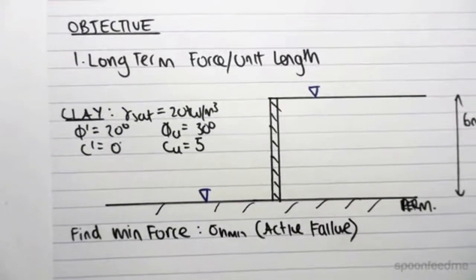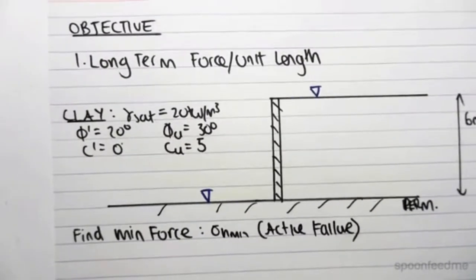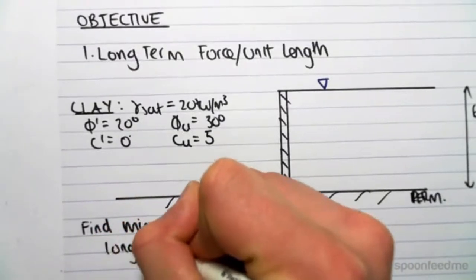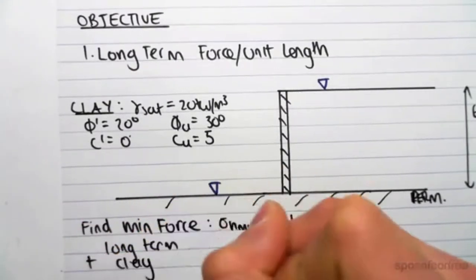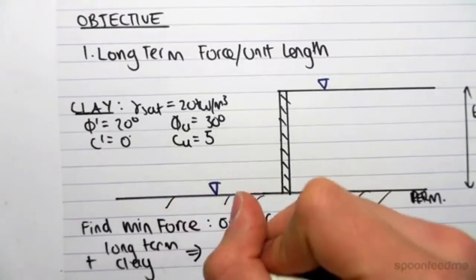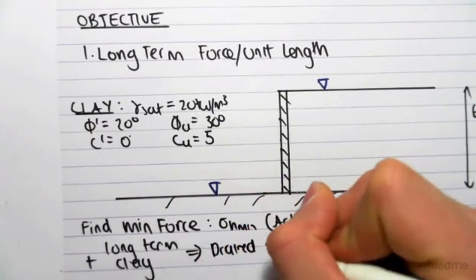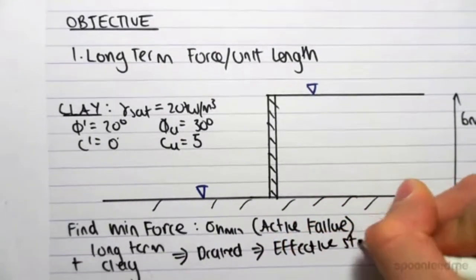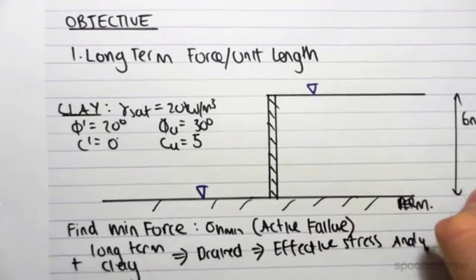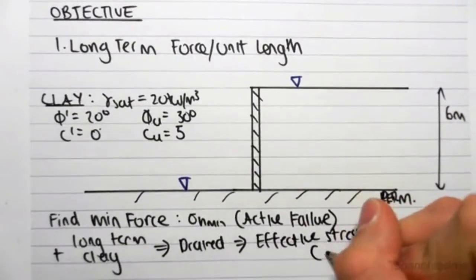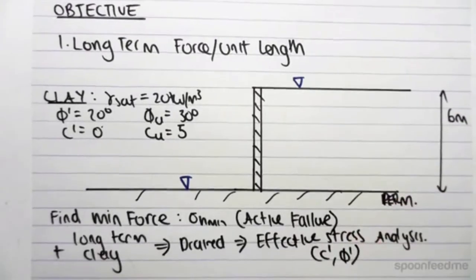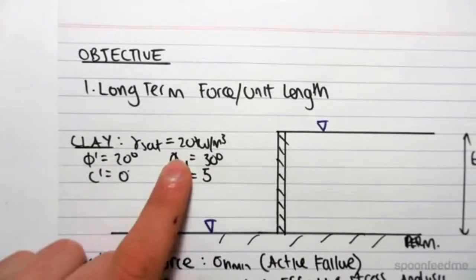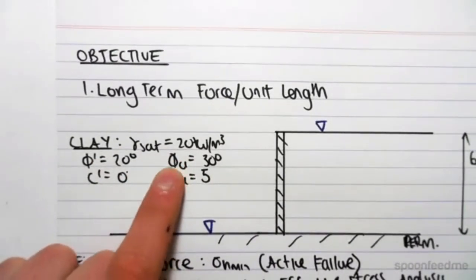So we need to look at the conditions we have to determine if we're going to be doing an effective or total stress analysis. We want to know the long-term, and we also have a clay. So long-term clay, it is going to drain, right? So we're looking at drained conditions, which means we need to do an effective stress analysis, which means we're going to be using the parameters c dash and phi dash. So those values over there, we can ignore these values. If we were doing a short term, we would have to use these values, the undrained values, but we're doing long term.